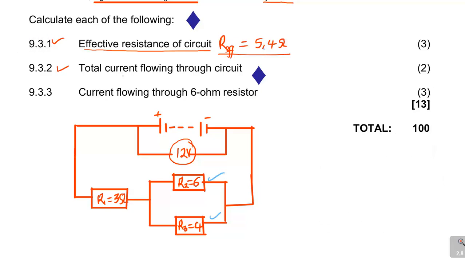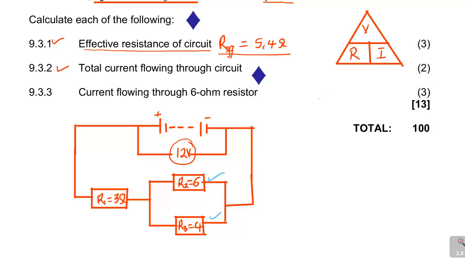9.3.2. It says the total current flowing through the circuit. Finding the total current is an open question, but remember what I did. I showed you this triangle previously when we were looking at Ohm's law. In this triangle, resistance is voltage over current. You need to remember this triangle.